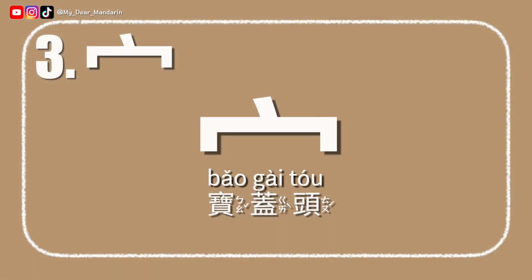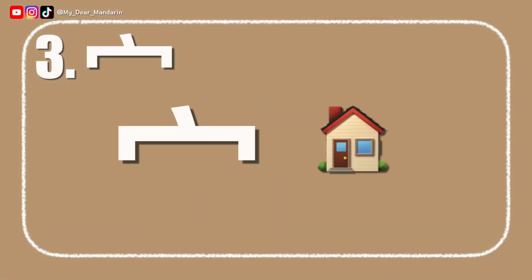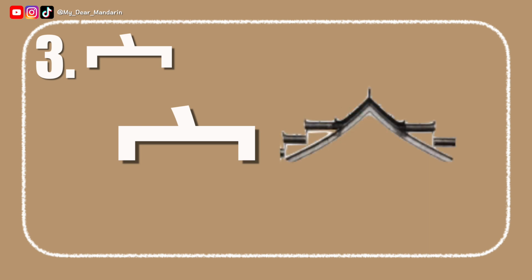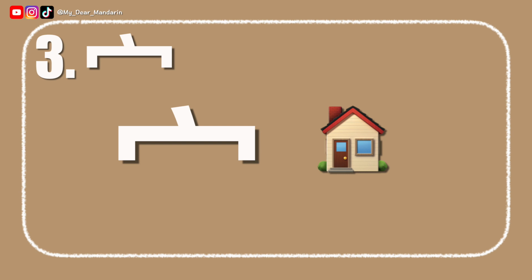The third radical, 宝盖头, means a covered building or structure. From the looks of the radical, it looks quite like a flat roof. Most characters with this radical will have some connection with the household.